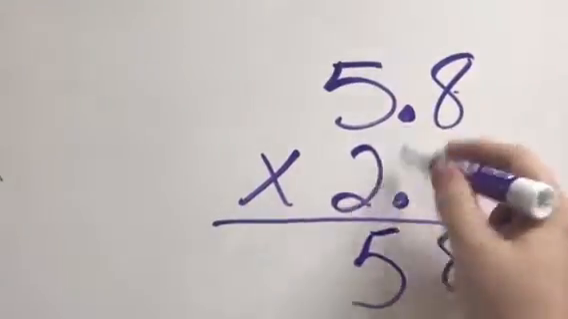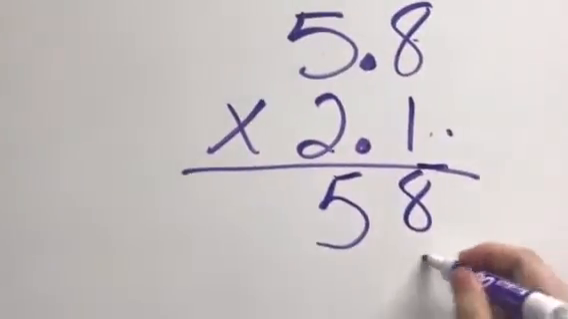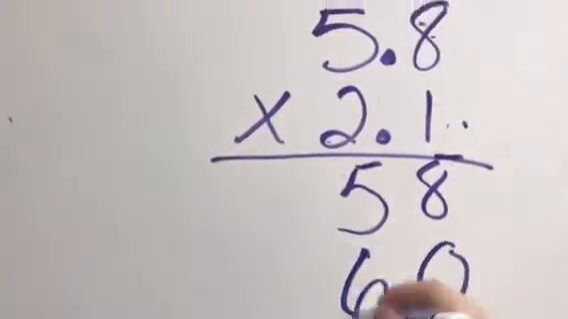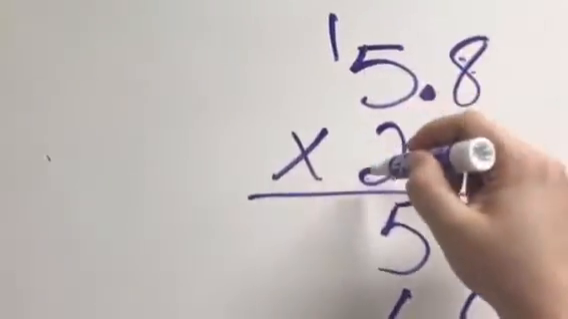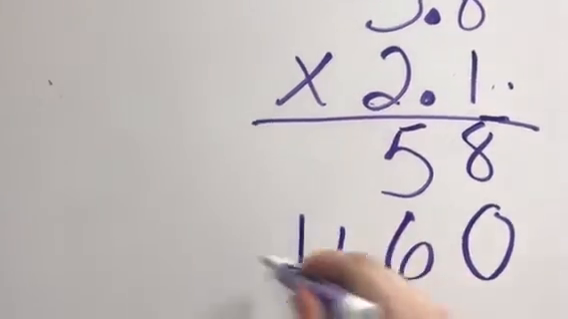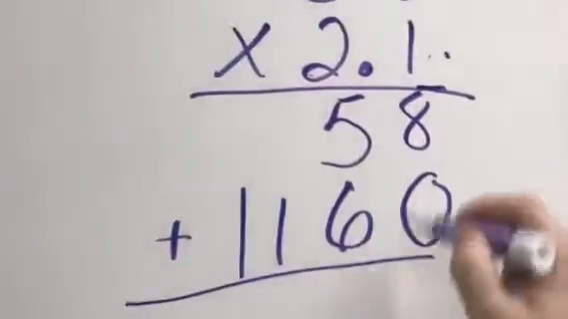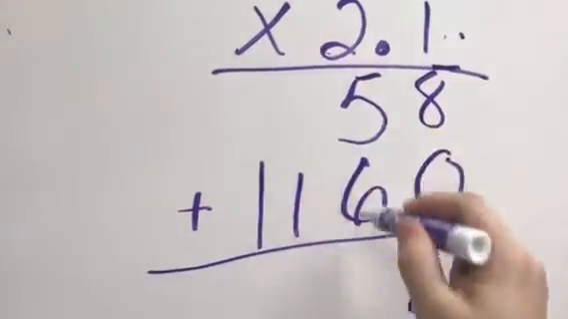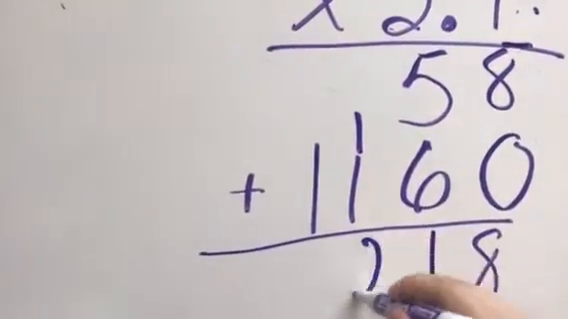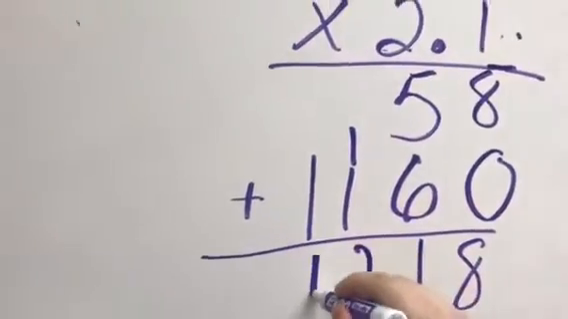Now I'm going to multiply the 2 to each thing, so I'm going to put a 0 here because it's in this place value. 2 times 8 is 16, carry the 1. 2 times 5 is 10, plus 1 would be 11. Now I'm going to add it. 8 plus 0 is 8. 5 plus 6 is 11, carry the 1. 1 plus 1 is 2, and then 1.